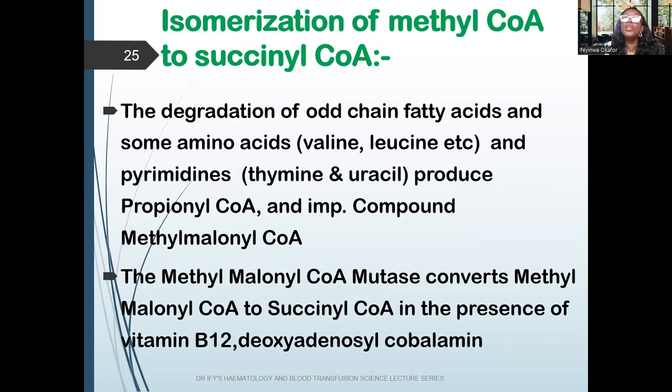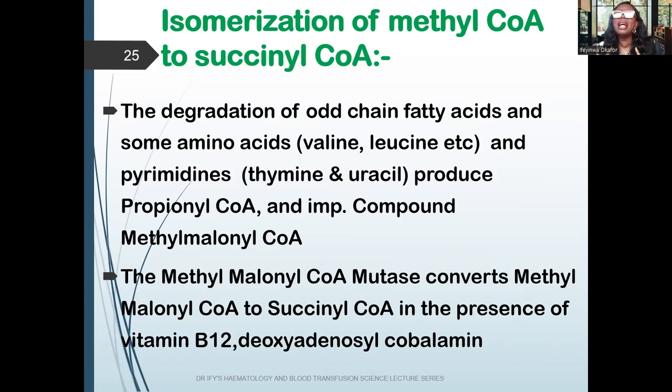Now, the second reaction that vitamin B12 catalyzes in the system is isomerization of methylmalonyl-CoA to succinyl-CoA. Degradation of odd-chain fatty acids and some amino acids like valine, leucine, etc., and pyrimidines, that is thymine and uracil, produce propionyl-CoA and the important compound methylmalonyl-CoA. Methylmalonyl-CoA mutase in this reaction converts methylmalonyl-CoA to succinyl-CoA in the presence of vitamin B12. And the form of vitamin B12 that is involved in this reaction is 5-adenosylcobalamin.